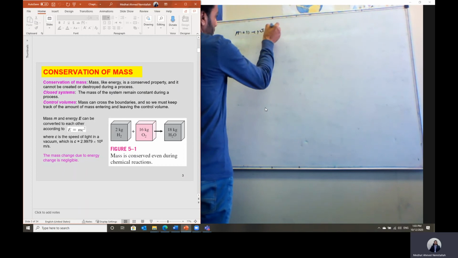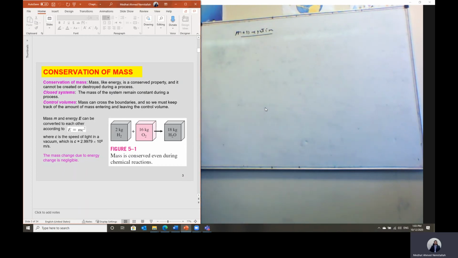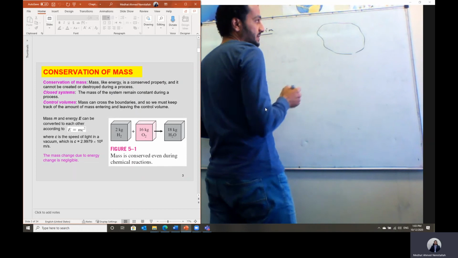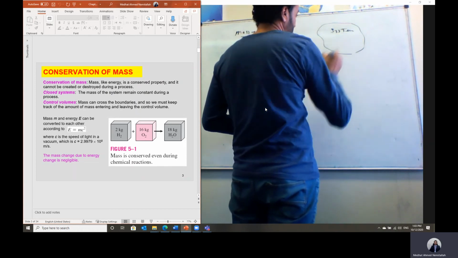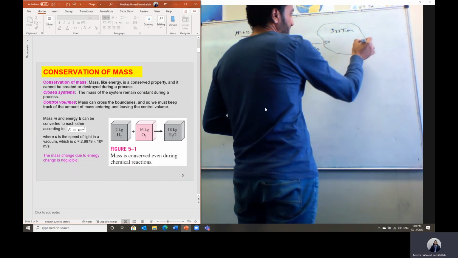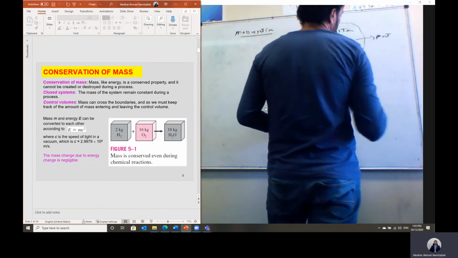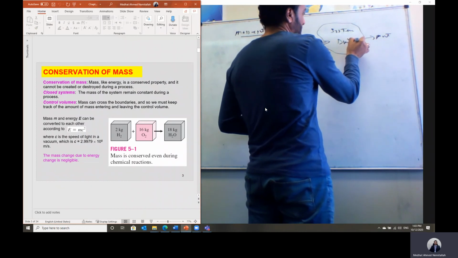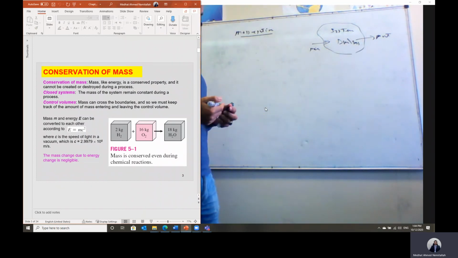So the mass equation, or we call it the conservation of mass principle, is very similar to the energy one. If we have any thermodynamic system like this one, with mass input to this system, part of this mass leaving the system, and the remaining mass stored within this system, then like energy, mass cannot be created or destroyed.